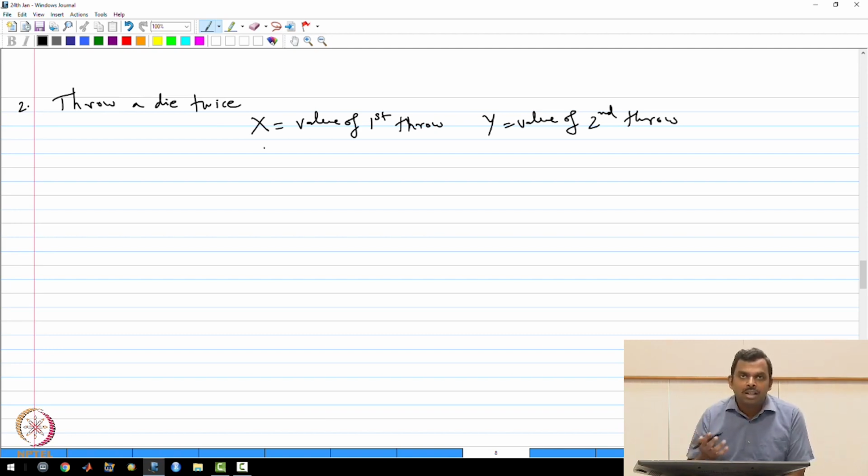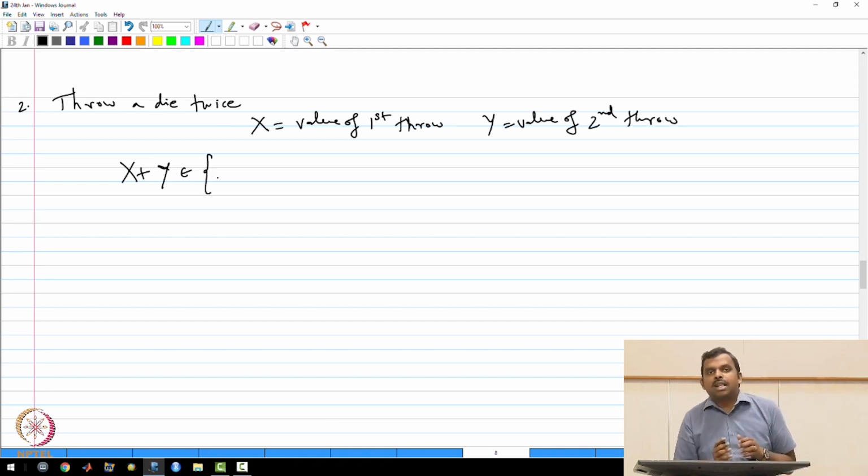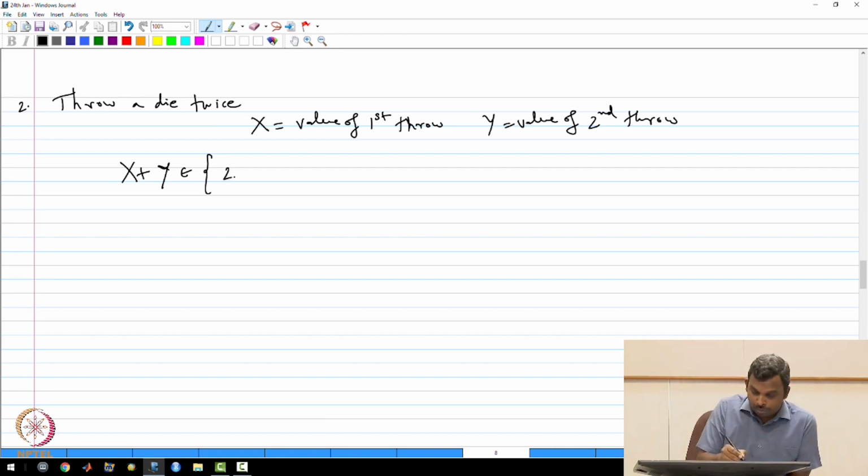So it's probably a little bit better to try and see if we can cut short the calculations a little bit in some cases. So let's say we're interested in X plus Y. This is the function for which we want to compute the PMF. The first step always is to understand the range of values that your function takes. X took values from 1 to 6, Y took values from 1 to 6, and in the joint PMF all possibilities are there. So X plus Y will take values from 2 to 12.